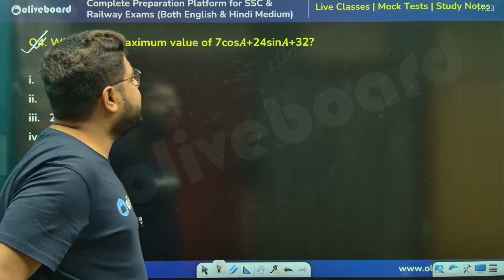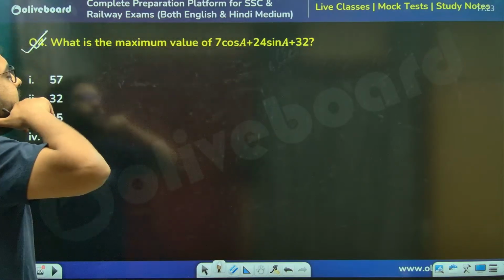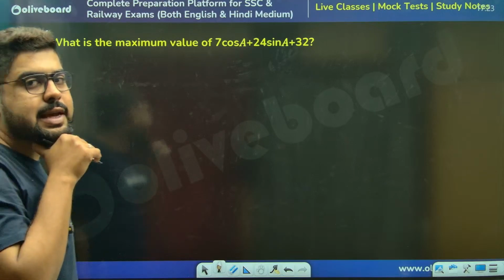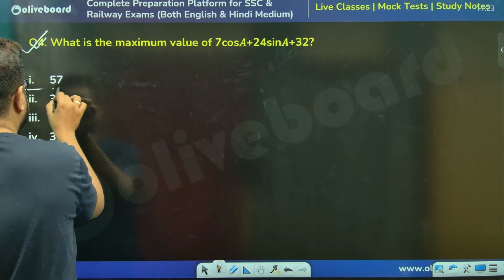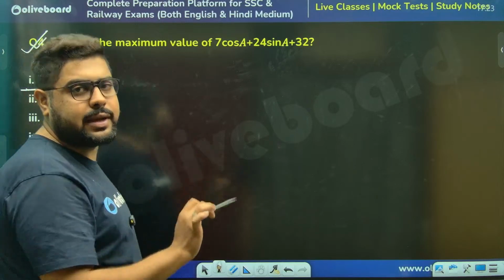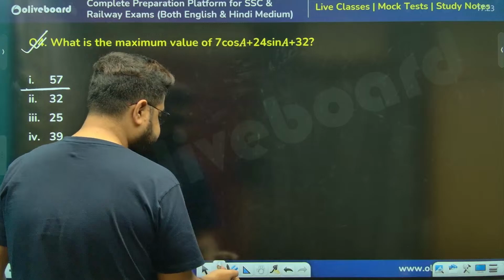No, Nagasri, I don't think it's 39. 25 plus, I told you, 25 plus 32. 25, 7 and 24, it is 25, sir. Nagasri, I don't think so. 25 plus 32, meaning the answer will be 57, sir. At least that is what I'm thinking. Let's solve. I might be wrong. Let us solve, sir.